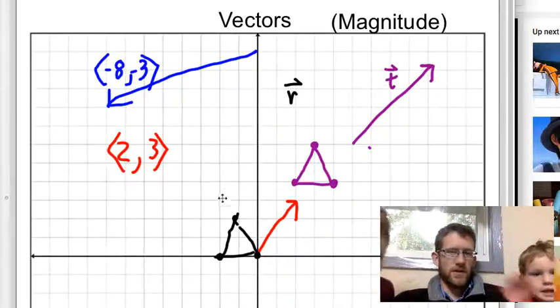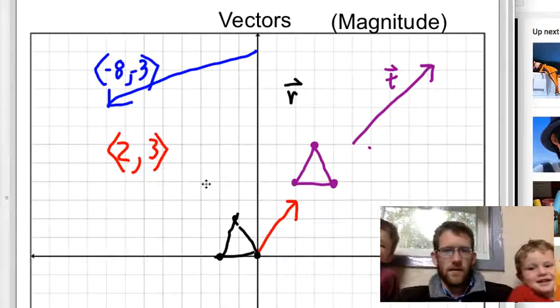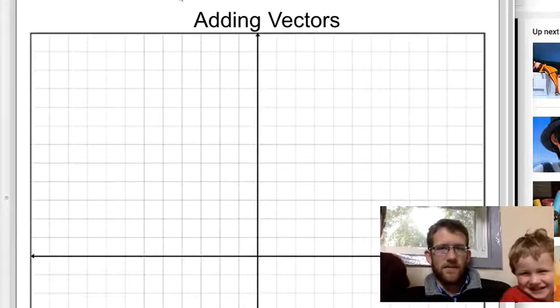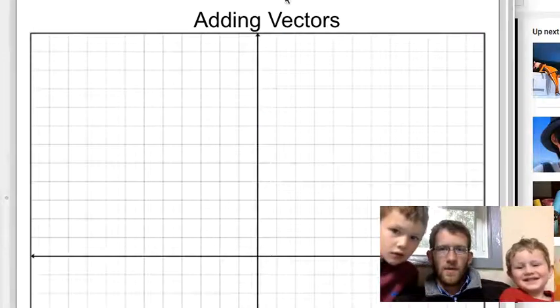So you could have vectors in all sorts of directions and all sorts of sizes, and they're pretty cool. We can also add vectors together. Let's go ahead and practice adding vectors here for a second. I could have two vectors.